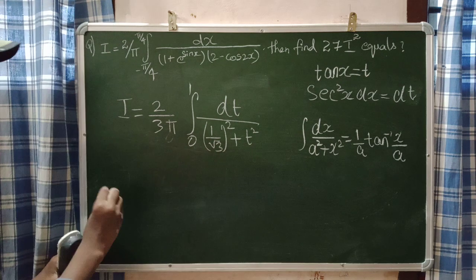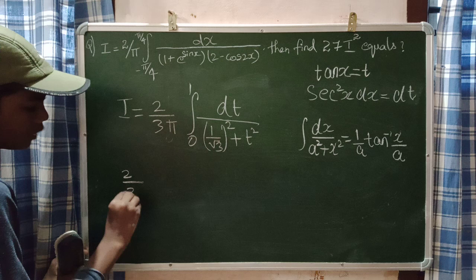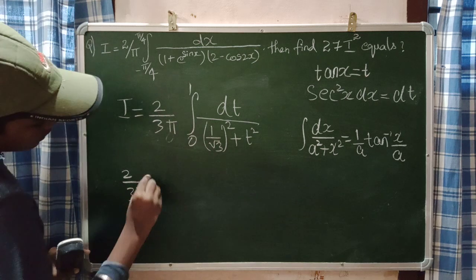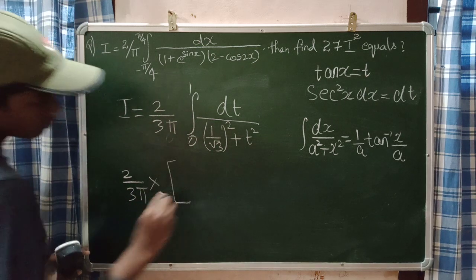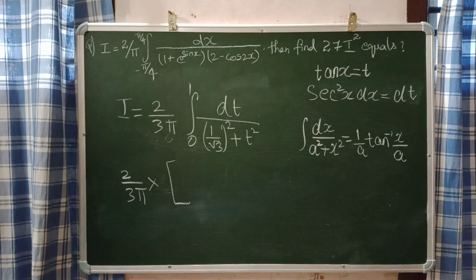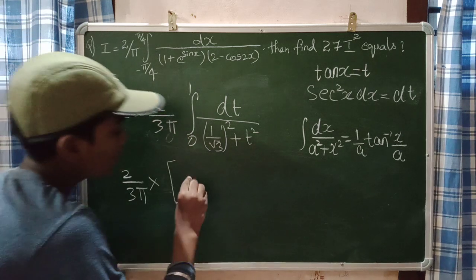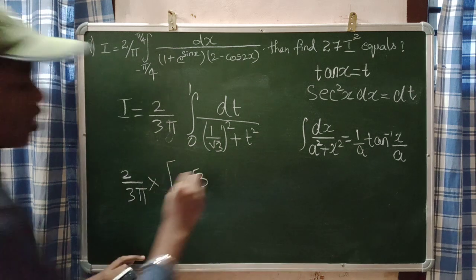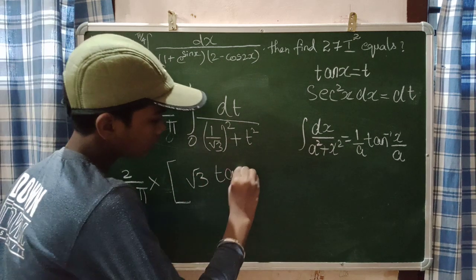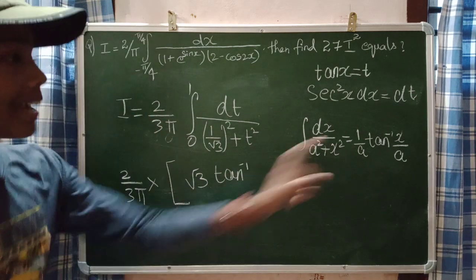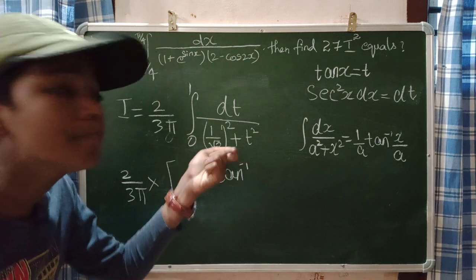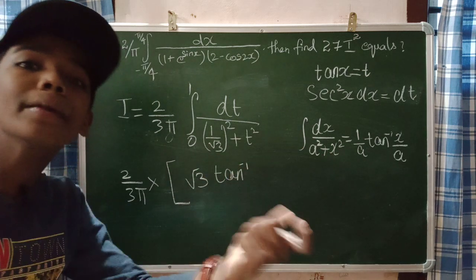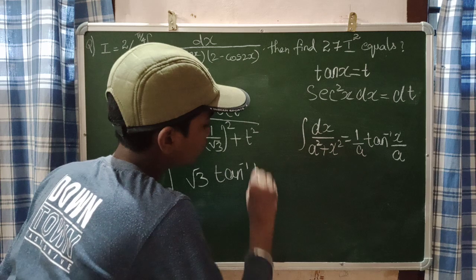Now when you use this formula, just solve this definite integral, you get 2 by 3 pi into 1 by a. What is 1 by a? 1 by root 3 inverted is root 3 only. Then tan inverse of x by a. x by a is t divided by 1 by root 3, which is t root 3 only.